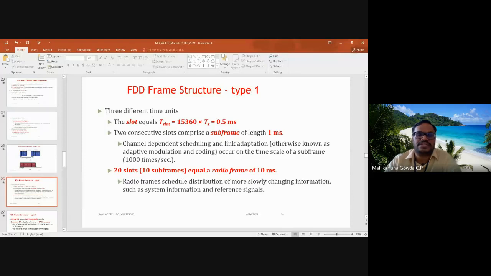Then the subframe. As I said, two consecutive slots is known as the subframe, and one slot duration is 0.5 milliseconds, so one subframe duration will be 1 millisecond. Like that, there will be 20 slots and 10 subframes. That will be equal to one radio frame, which is equal to 10 milliseconds.